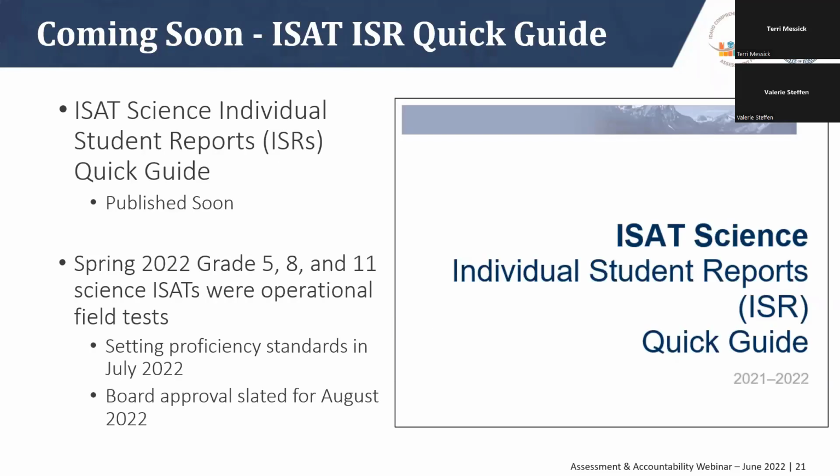With regards to our science ISAT results, remember that in spring 22, the grades 5, 8, and 11 science ISATs were operational field tests. We will be setting the proficiency standards for our science ISATs in July 2022, with board approval slated for August 2022. To accommodate the printing of those science ISRs, we are working with our test vendor to create the ISAT Science ISR Quick Guide. That resource will be published to the Idaho portal soon.